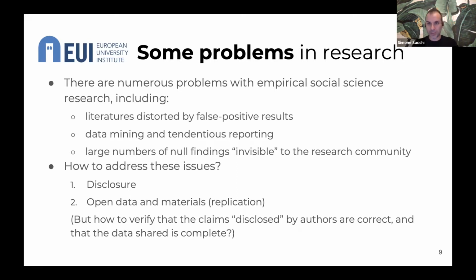So how to address this issue? The first one is full disclosure: disclosure of conflict of interest, disclosure of how you got the data, disclosure of many aspects of your research that would preempt the situation where you might find yourself if those aspects are kept secret. Of course, open data and materials, which would support replication of claims.